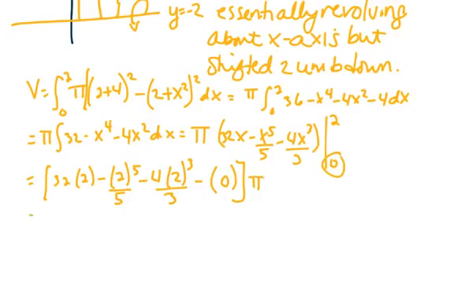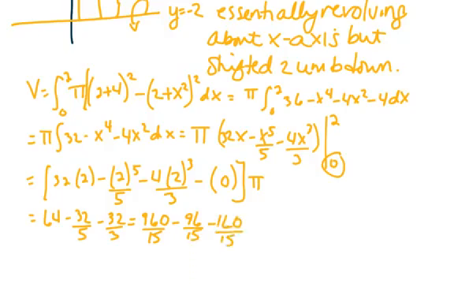And you're multiplying that by pi, and I got 64 minus 32 fifths minus 32 thirds. If I find a common denominator of 15, I end up with 960 fifteenths minus 96 fifteenths minus 160 fifteenths, and I did get the correct answer on this problem. It's 704 over 15. So you can see what happened with shifting off the major axis, in this case the x-axis. We went down 2 and it changed the radii of the problem, the inner and the outer.